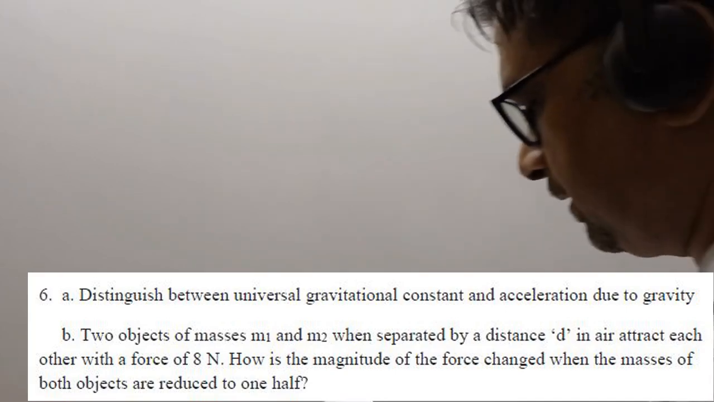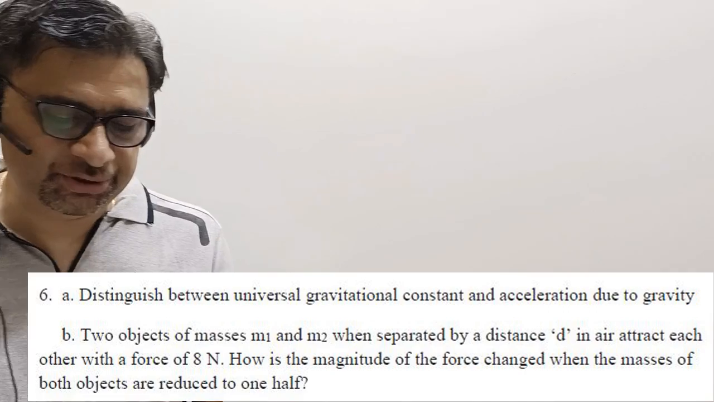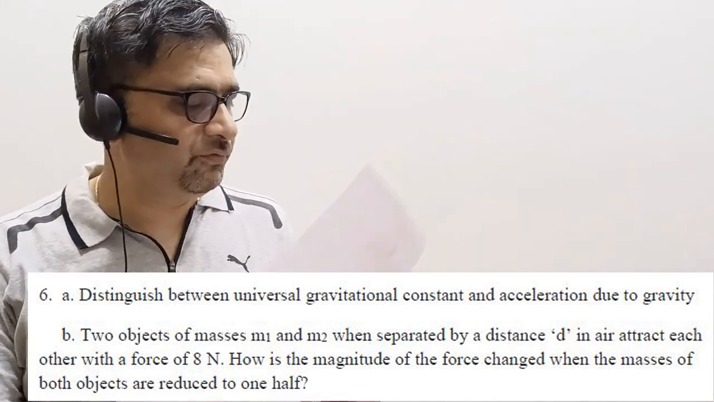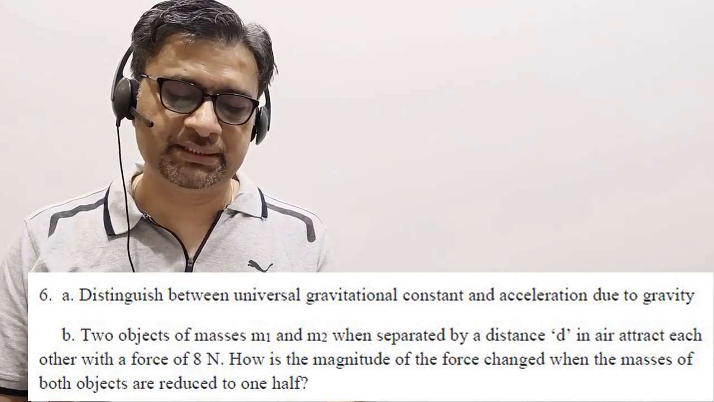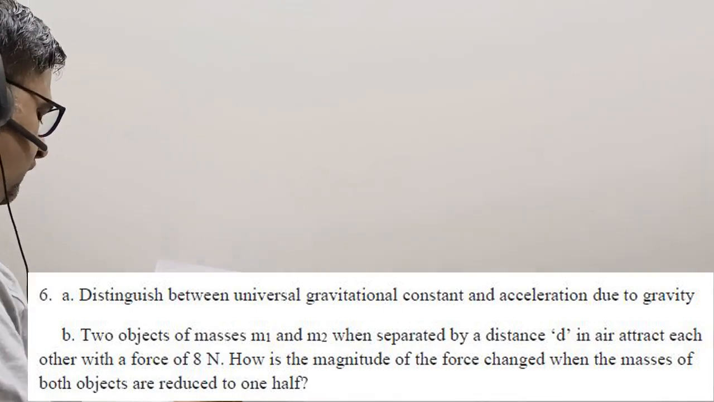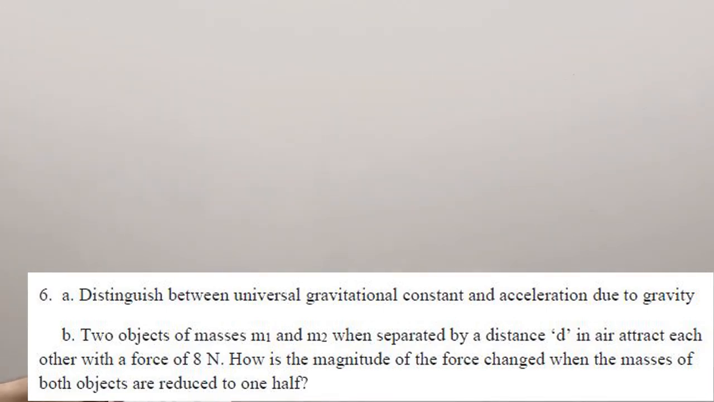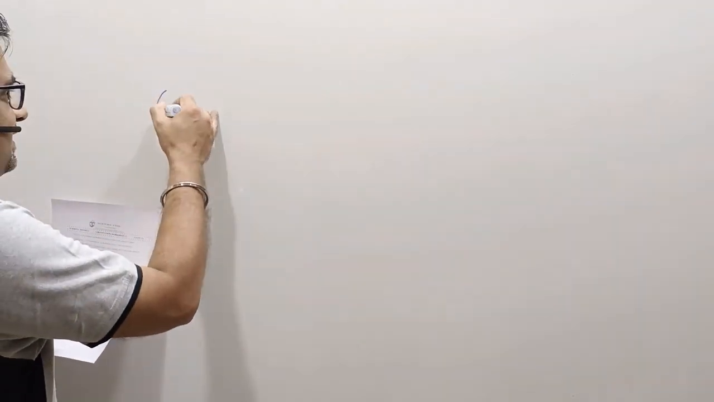All right, so question number 6b. Let's try to understand this question. Two objects of masses m1 and m2, separated by a distance d in air, attract each other with a force of 8 newtons. We're talking about two cases. In the second case, the mass is changed, and the distance between them, or maybe some of the attributes, are changed. So we'll talk about this question in terms of cases.